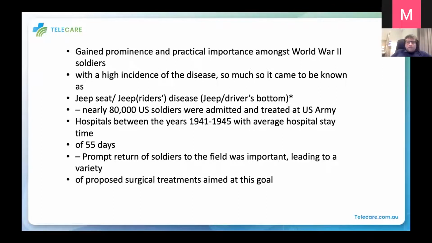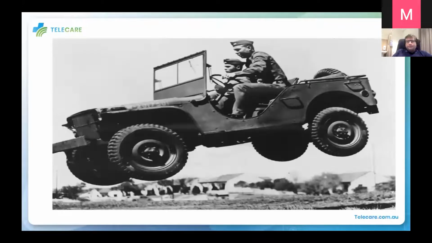That really led to the condition being considered more important and more emphasis being placed on improved treatment. The origin of that came from the fact that the condition had a disruptive effect on the military service during that period. So here you see the typical Jeeps of the time.